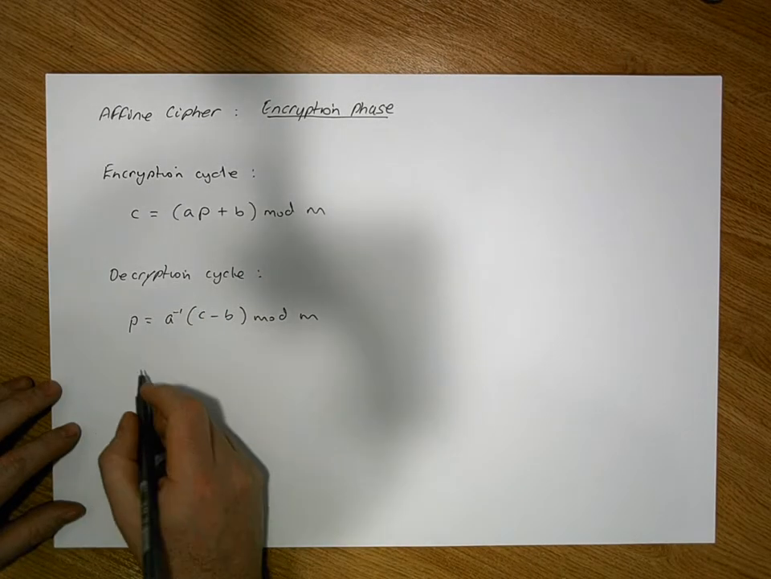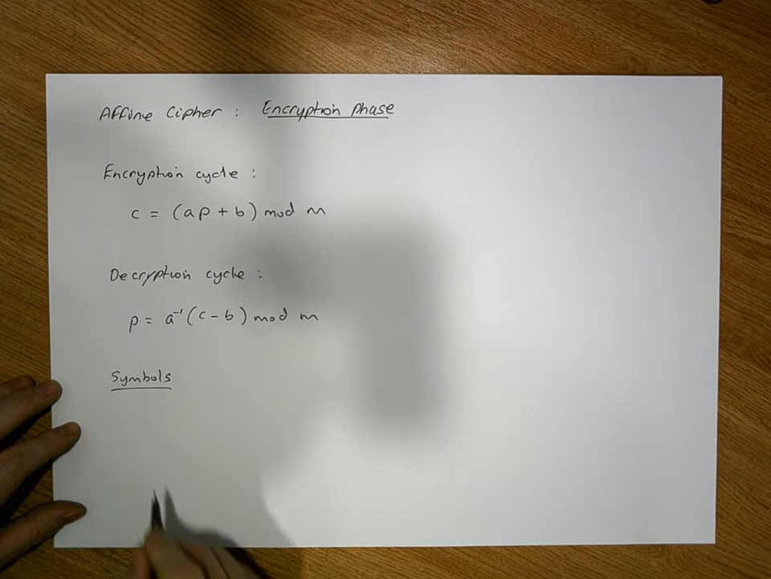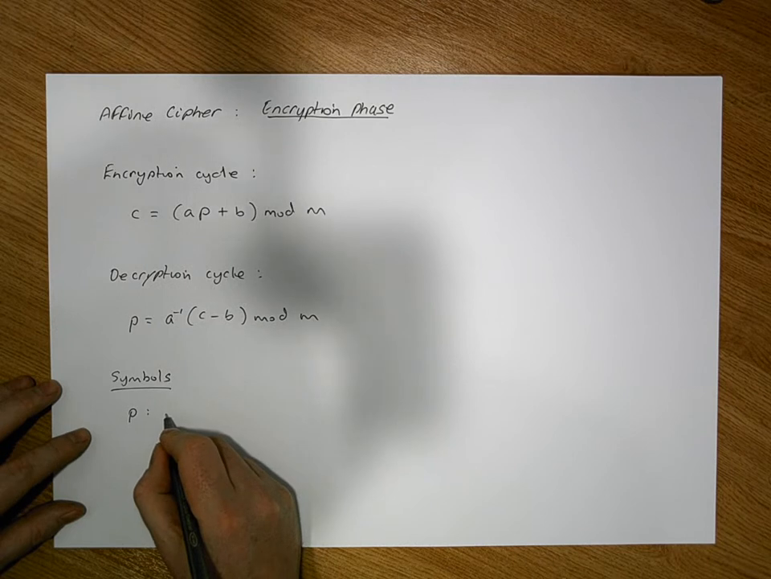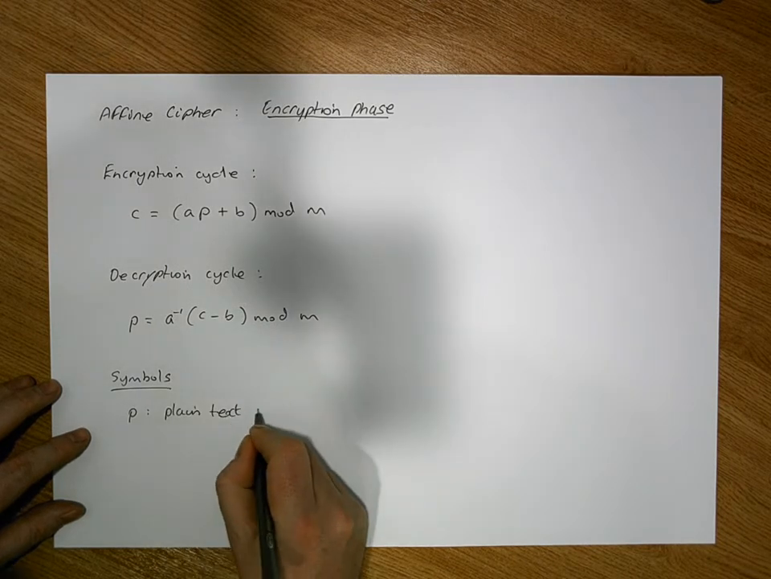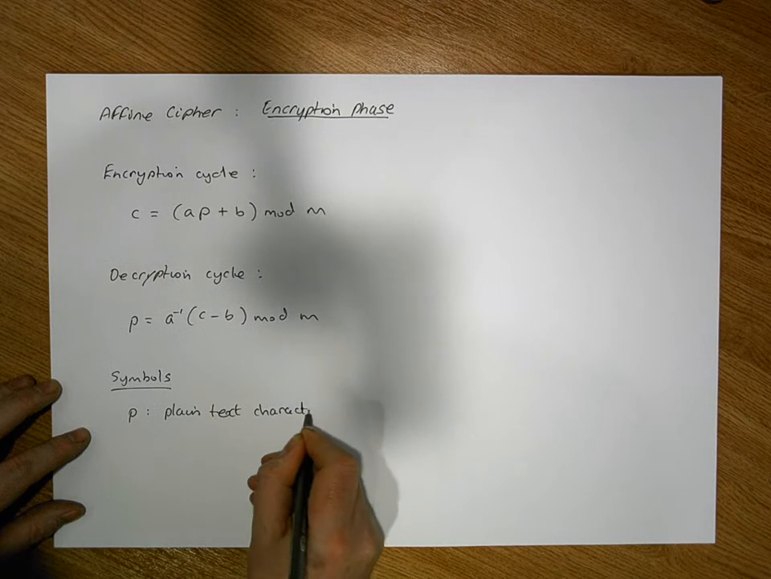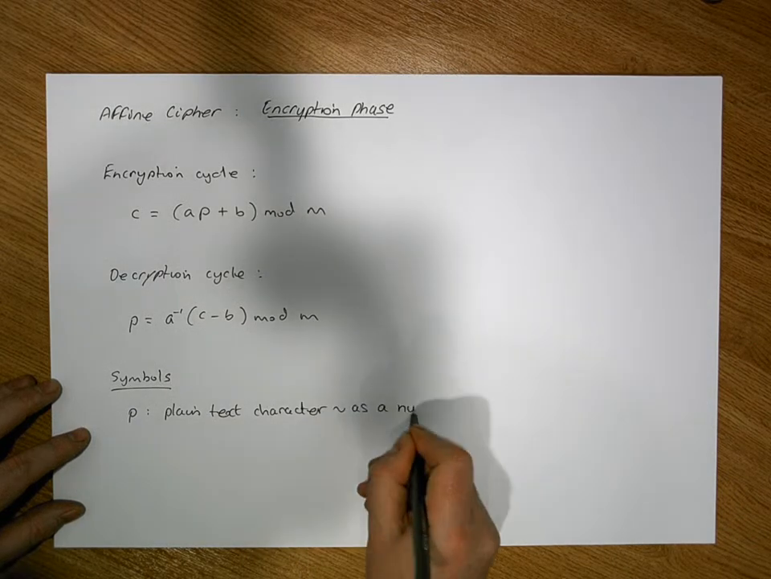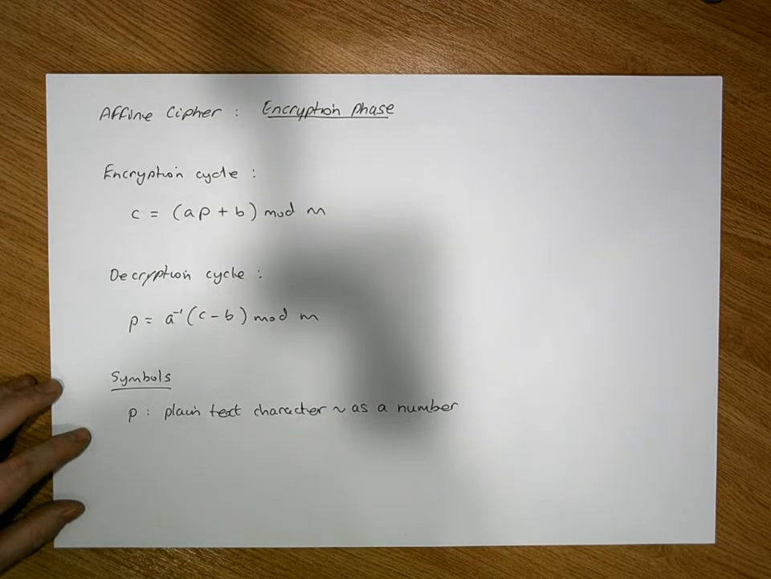Okay, so our symbols. Let's list these off. P is a plain text character, and I'll just write it down as a number. So it's a numerical value associated with that plain text character.